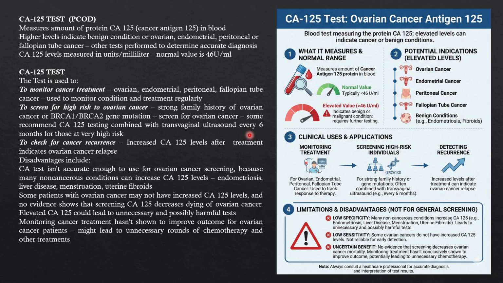Then we have the CA125 test, which is basically used in ovarian conditions. It measures the amount of the protein CA125, or the cancer antigen 125, in the blood. Higher levels indicate a benign condition or ovarian, endometrial, peritoneal, or fallopian tube cancer, whereas other tests are performed to determine the accurate diagnosis. The CA125 levels are measured in units per milliliter, and the normal value is 46 units per milliliter.